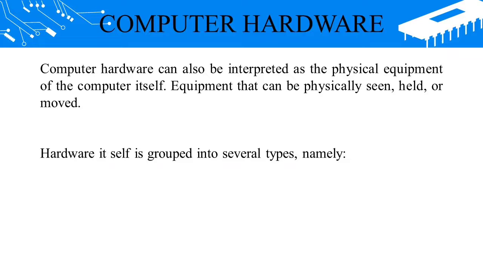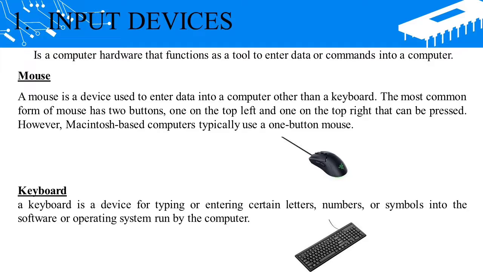Introduction to computer devices. Computer hardware. Computer hardware can also be interpreted as the physical equipment of the computer itself. Equipment that can be physically seen, held, or moved. Hardware itself is grouped into several types, namely, 1. Input devices are computer hardware that function as a tool to enter data or commands into a computer.